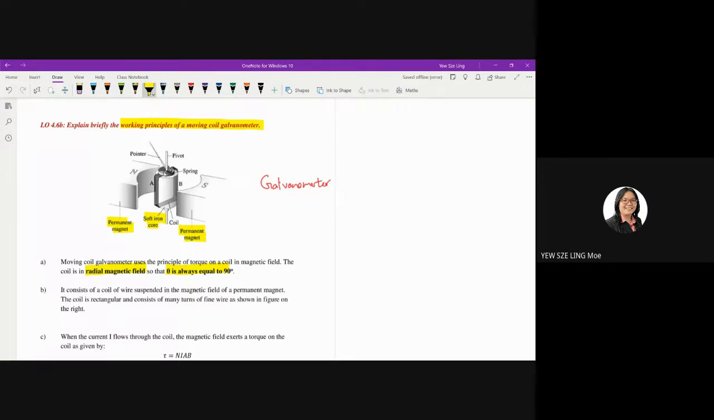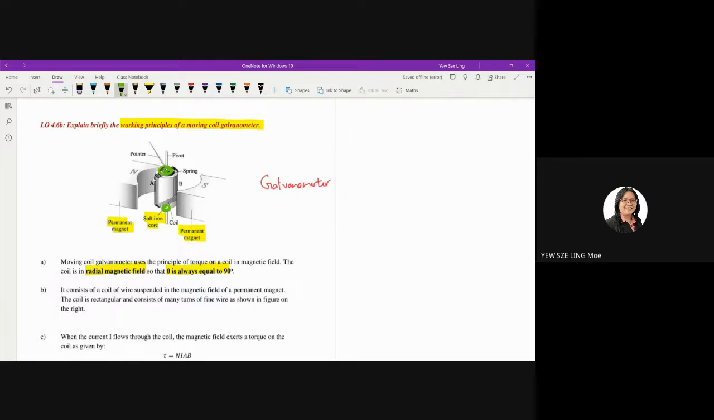Then you have a spring on top of it. Okay, there is a spring here. This is the spring. And then at the bottom, there's also a spring. So you have a spring on top and at the bottom. And then you have a pointer. This pointer is attached to the spring.